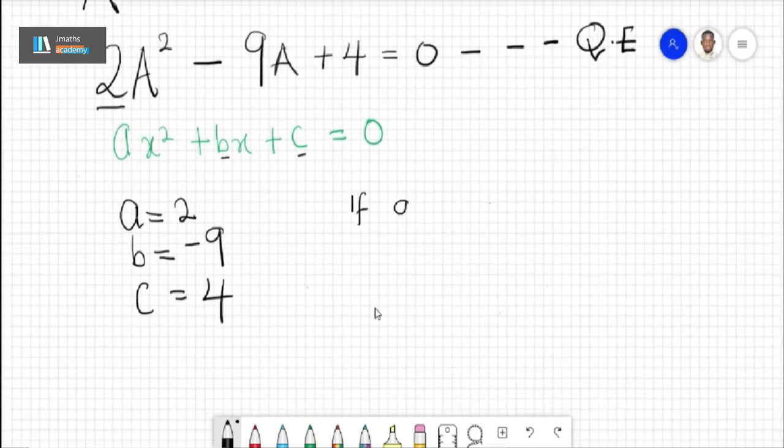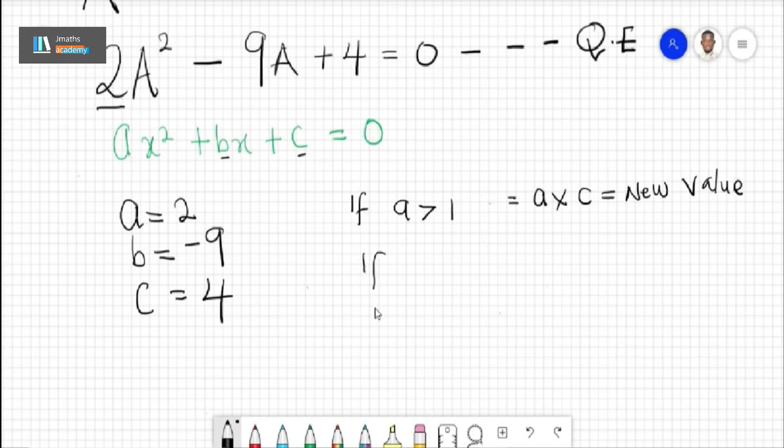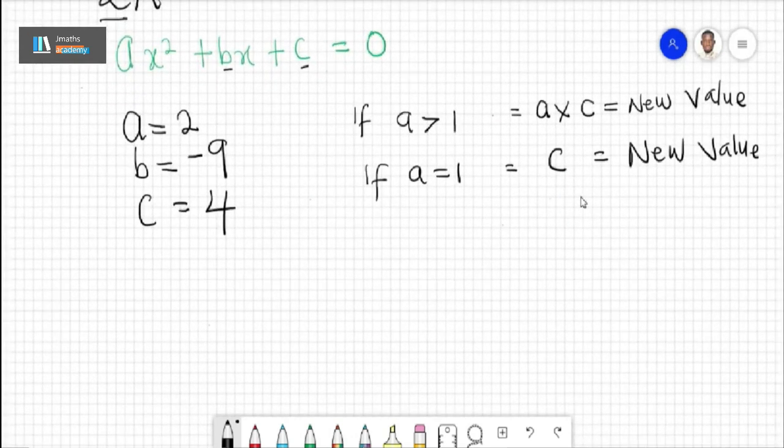If a is greater than 1, for us to get our new constant, you multiply a by c to get our new value. But if a is equal to 1, we use our constant to determine the new value. Now let's continue to better understand what I stated above.